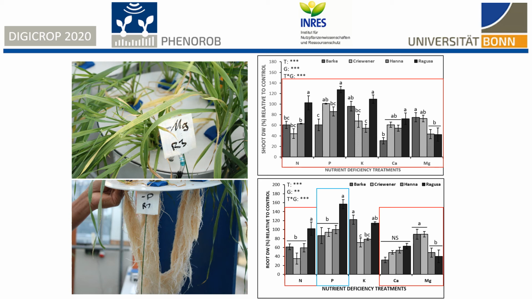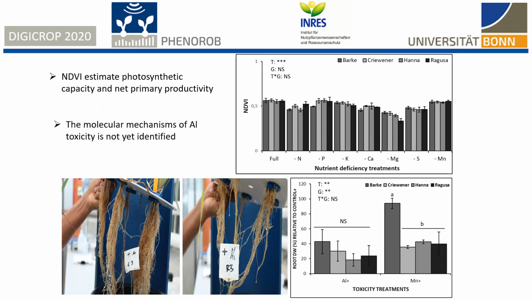Ragusa also accumulated higher root dry weight in nitrogen and phosphorus deficiency treatments. Therefore, this genotype could contain candidate genes for some macronutrient deficiency tolerance.